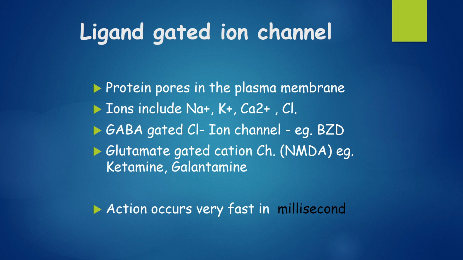When the benzodiazepine is attached to the GABA gated chloride channel, it opens the channel and the movement of chloride is activated. In the same way, the glutamate gated NMDA channel will be activated when ketamine or galantamine is attached to the receptor, it opens and the ions move. And when we consider the time of action, these voltage gated and ligand gated channels are the fastest acting. They are fast. They occur in milliseconds. So the action will be in milliseconds.